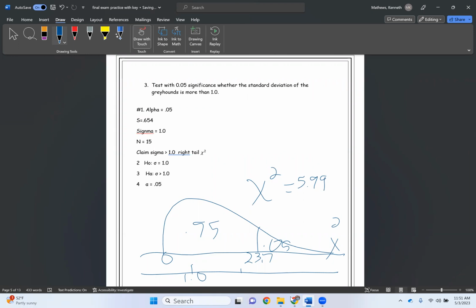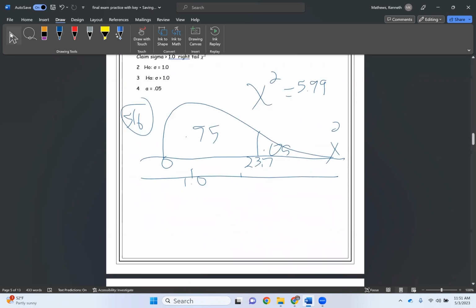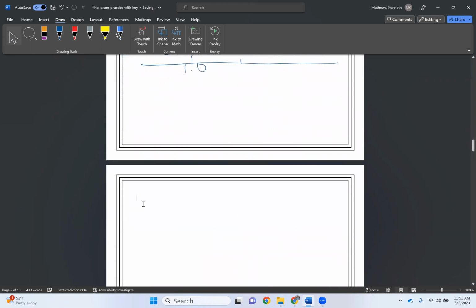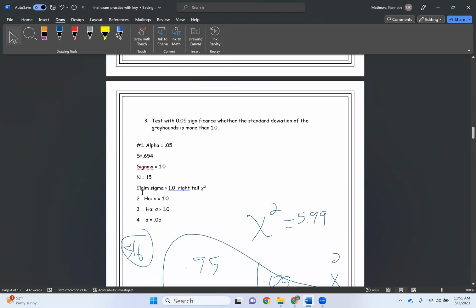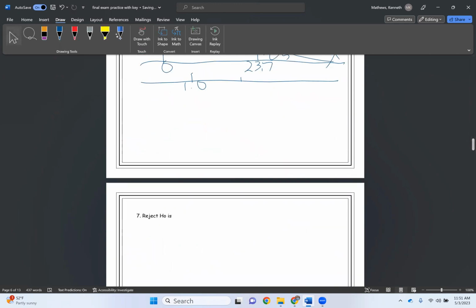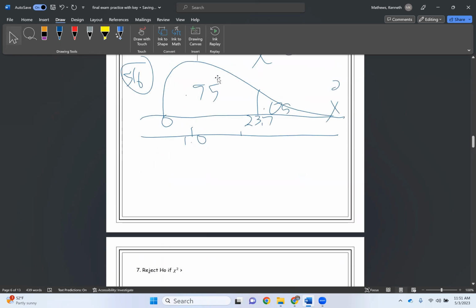All right, so now that was steps 5 and 6. So 5 is really come up with that critical value, and 6 is you come up with the test statistic. Right, so now we're ready for part 7. Part 7, we reject the null hypothesis if the test statistic, chi-square, is greater than 23.7.